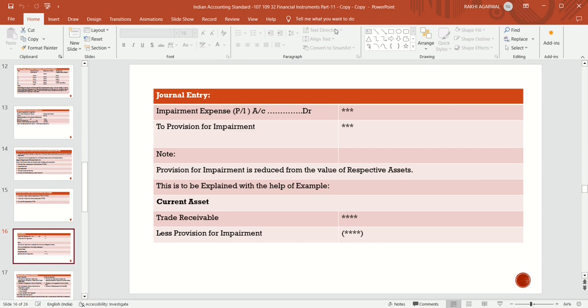And provision for impairment is reduced from the value of the respective asset. This is to be explained with the help of an example. Suppose there is a current asset, trade receivable, for which we had created a provision because it's a doubtful receivable. The provision for impairment of trade receivable is reduced from the value of trade receivable and it will be reflected under current assets. And that provision will be treated as an expense, impairment expense, and it will be charged to P&L.